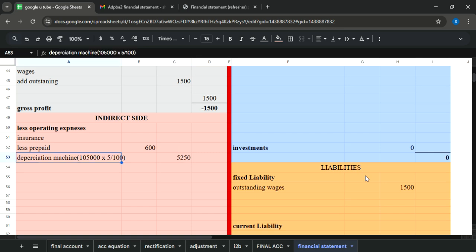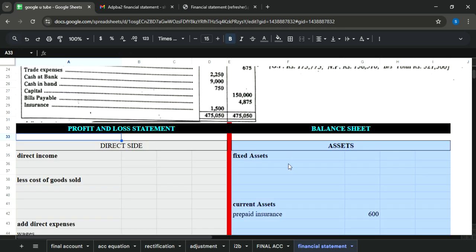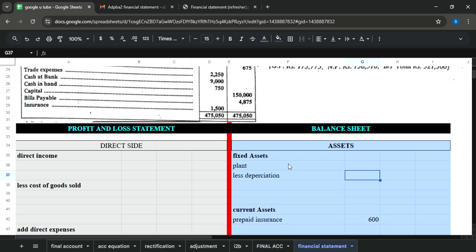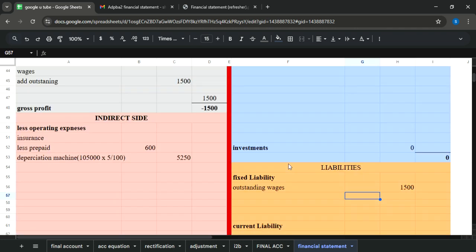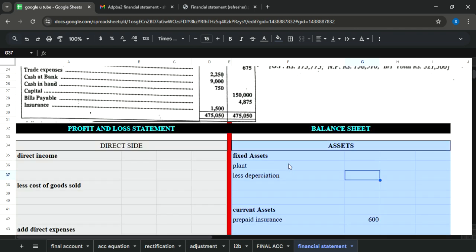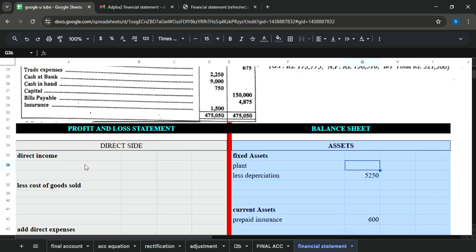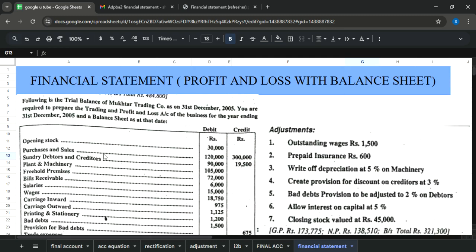First effect is completed. Now you will go to your fixed asset side. Here you will mention plant and then you will subtract the depreciation which you have just calculated, the amount of which is 5250. Just put 5250 over here, or you may write plant as well because we do know the value is 105,000 here. Alright guys, our 3 adjustments are completed.